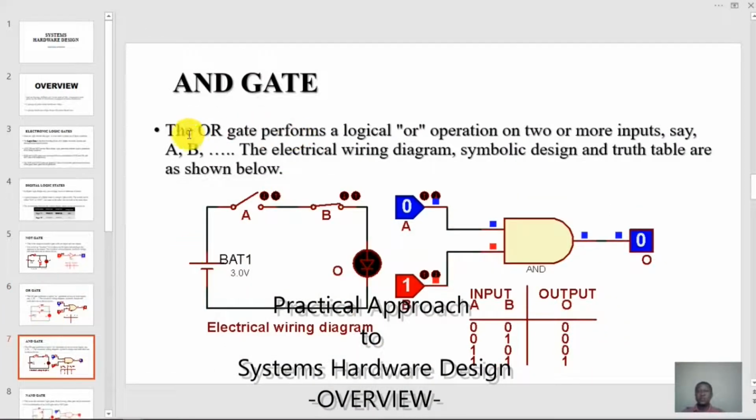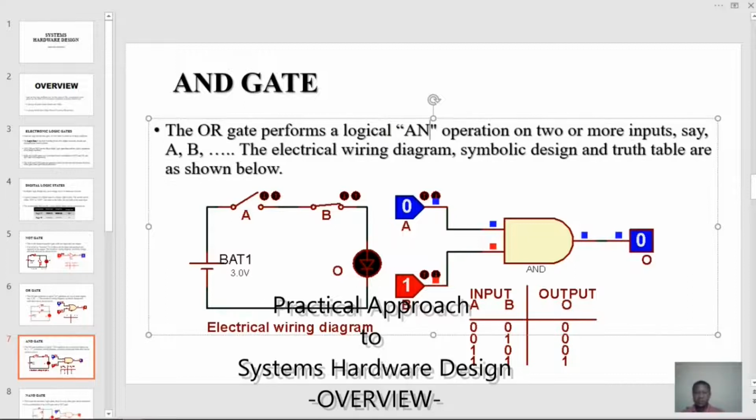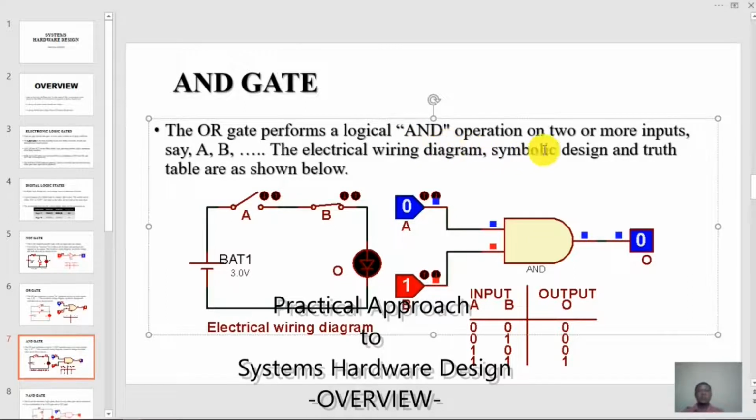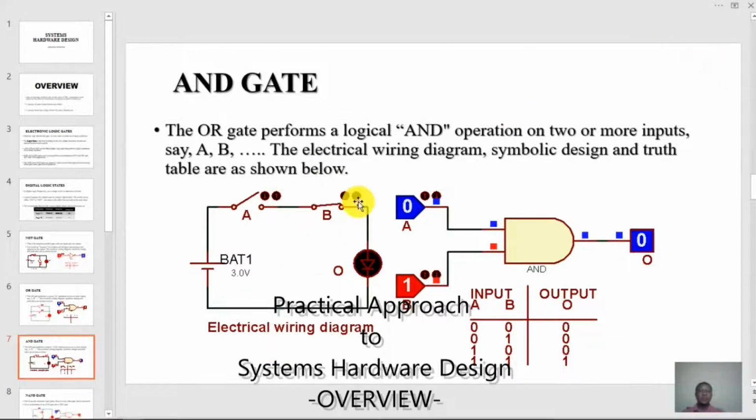Then the AND gate. The AND gate performs logical AND operation on two or more inputs. So let's look at the wiring diagram of the AND gate. This is the wiring diagram. These two switches must be closed for you to have an output. That's how the AND is. It's only when the two switches are closed, 1, 1, that you have an output. The rest of the conditions, no output. That is, output is 0.